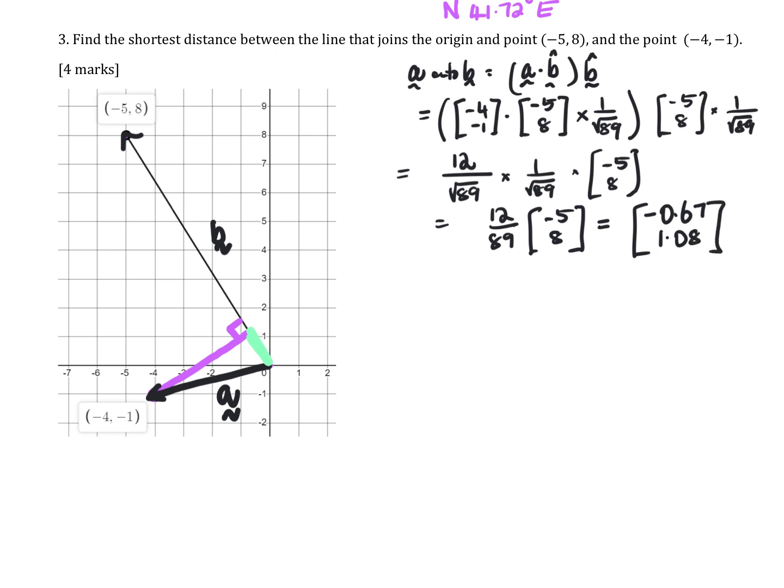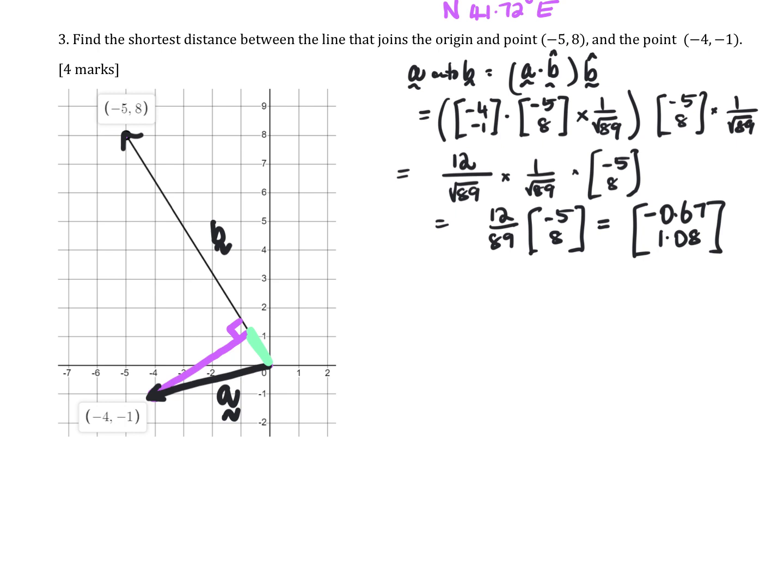1.08. Now here, a couple of you did weird stuff and you multiplied the 12 by -5 and the 8 by 18. No. It is 12 over 89 times that and 12 over 89 times that.